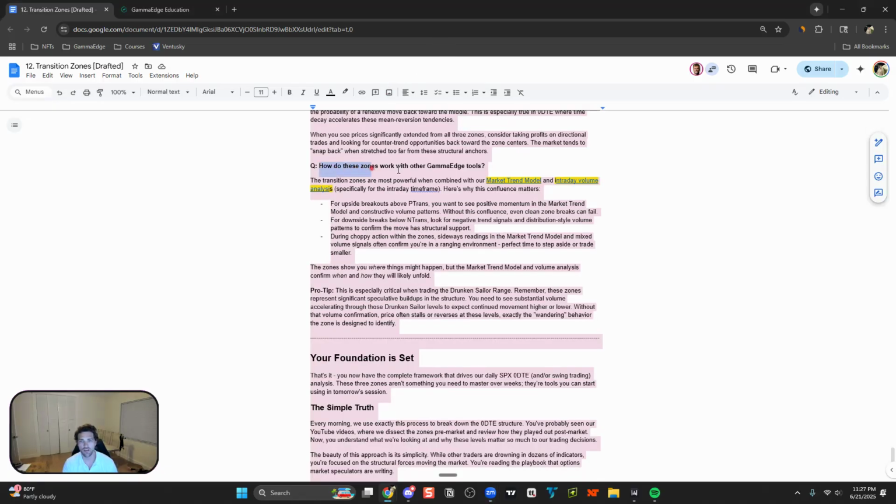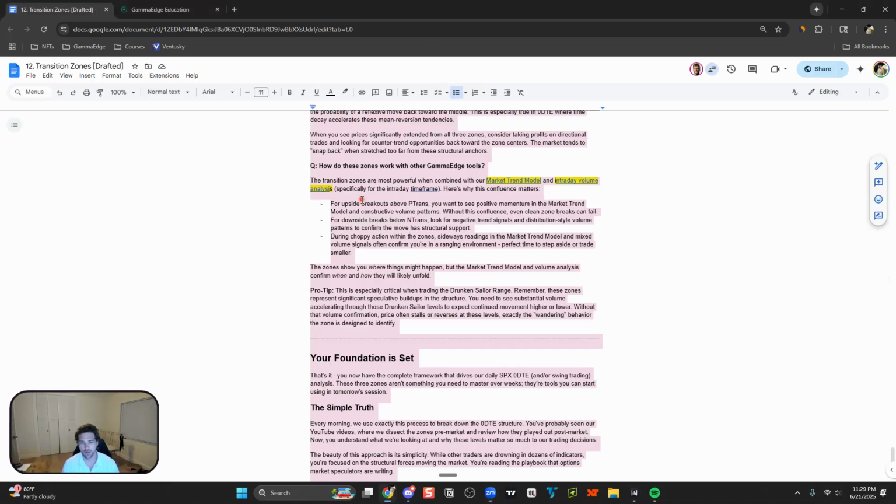Last question, how do these zones work with other GammaEdge tools? These zones are most powerful when combined with the market trend model and our intraday volume analysis. Intraday volume analysis is really most specific to SPX 0DT trading. The market trend model, cumulative tick and filtered tick are very important for intraday trading to get confluence with our intraday volume analysis as well. But on a longer term time frame, understanding the RoboTrax longer term moving average ribbon over the market trend model is important, along with where price is trading relative to the DEX and the GEX transition zones.